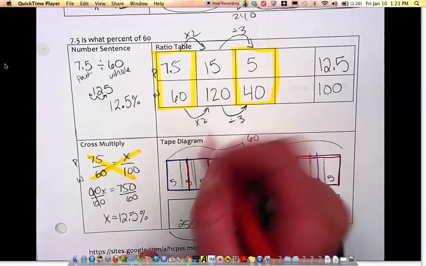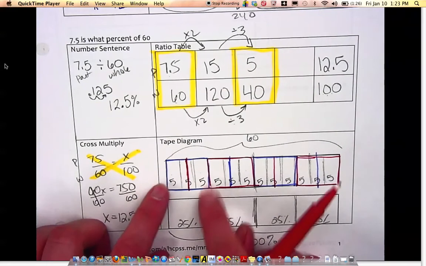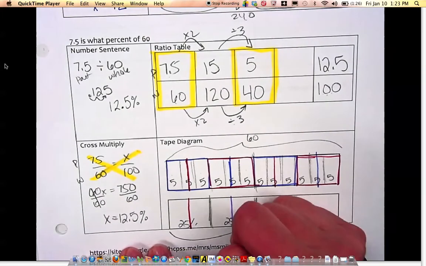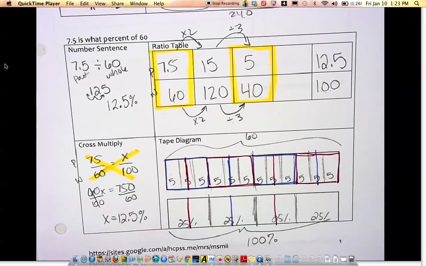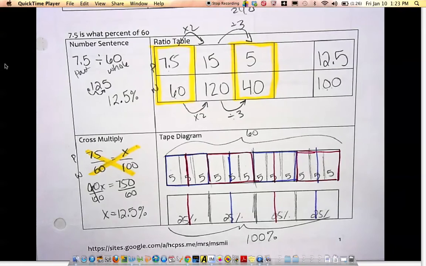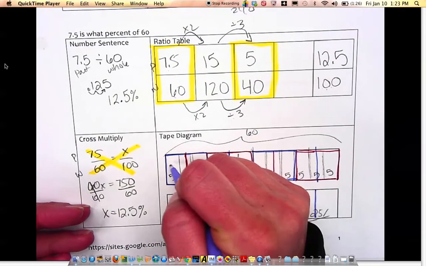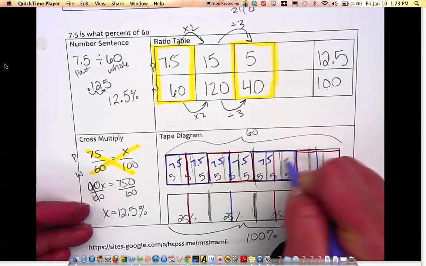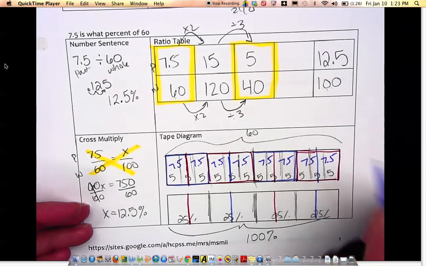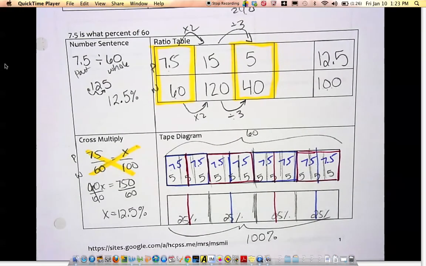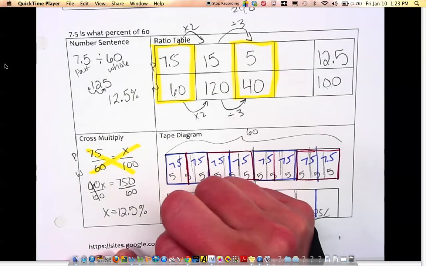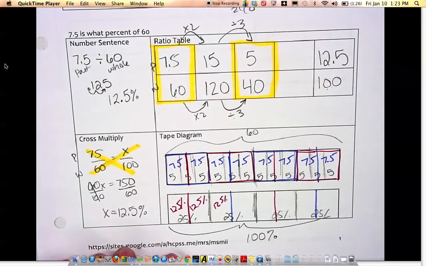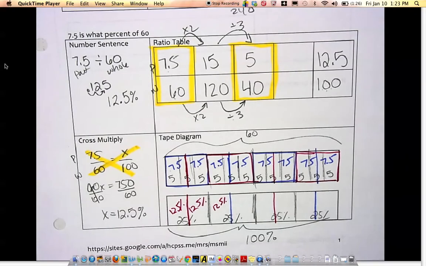Okay, and if I cut each of these sets of 15 in half, then I'm going to take my 25 and I'm going to cut that in half. And so this has a value of 7.5, each of these sections. All right, and so therefore half of 25 is 12.5. So 12.5%. Okay? So I've confirmed my answer in 4 ways.